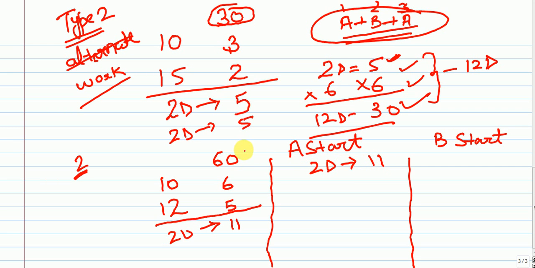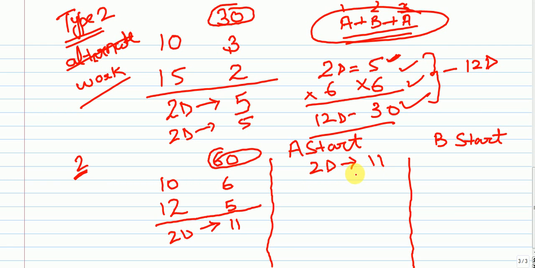Now this 60 is not a multiple of 11. So what we have to do is see the nearby multiple of 11 close to 60. But at the same time, remember, work cannot be more than 60. So if it is 60, well and good, otherwise it should be less than the LCM only, if the LCM is not the exact multiple. So whenever I am talking about A starting, in 2 days 11 units of work is done.